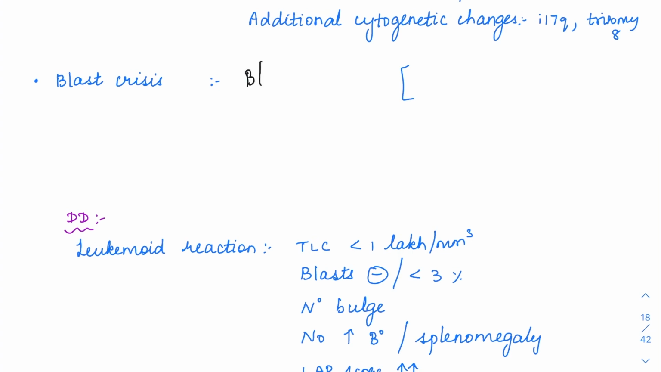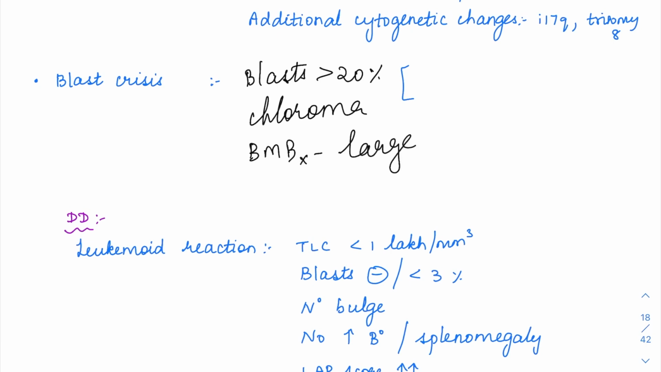Then comes the blast crisis. So in blast crisis, there is going to be blasts more than 20% over here, or they can form chloromas directly. So chloromas are diagnostic of acute myeloid leukemia, right? So chloromas can be formed, or in the bone marrow biopsy, you see large clusters of blasts. So these three are the criteria to call it a blast crisis.